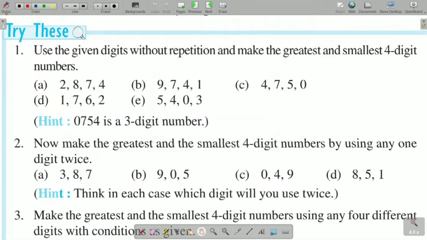Come to the next topic, which is making numbers. So here is question 1. Let's understand it.